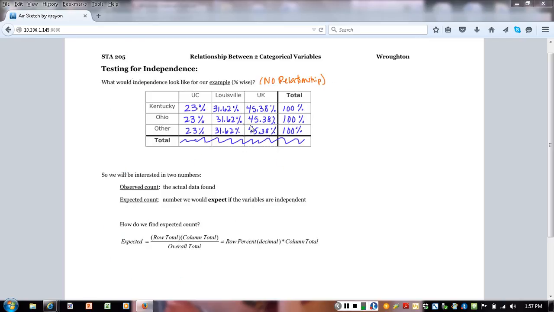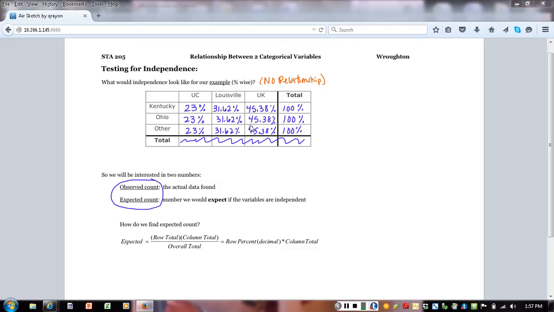Right, so how do we actually do this? We're going to need two different numbers, as you see here. We need what's called the observed count, or the actual data. That's what we have at the very first page of the notes. And then we need an expected count. The expected count is the number we would expect to see happen if the variables are independent of each other. Or in a sense, if there is no relationship, how often should we see these certain values happen?